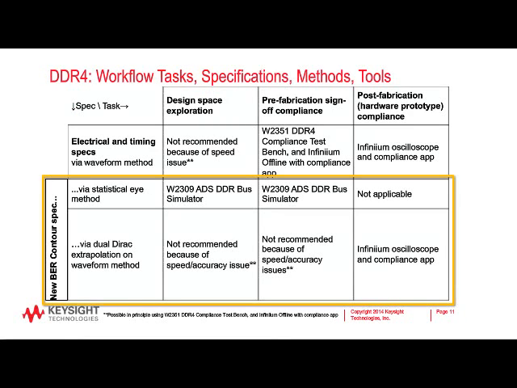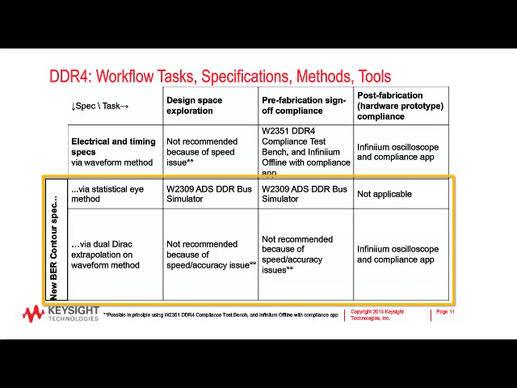So let's look at our workflow now in terms of these new specifications. We have a new BER contour spec in DDR4, and there are really two approaches to measure it. One is what we're talking a lot about today, the Statistical Eye method. This is a method which we've borrowed from the SerDes space, as it's been around for a number of years. And we created a new product to do Statistical Eye specifically for DDR4 and beyond. We call it the DDR Bus Simulator. And we're going to contrast this with the more traditional way of getting BER contours, called the dual Dirac extrapolation.